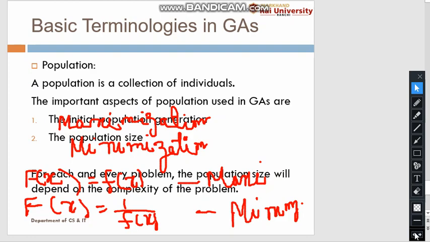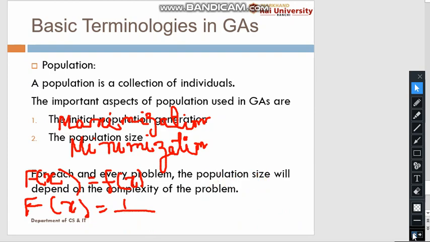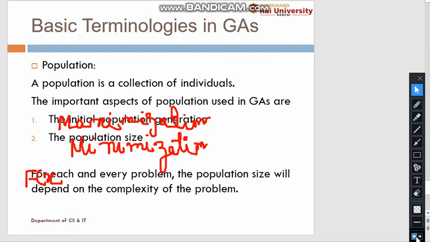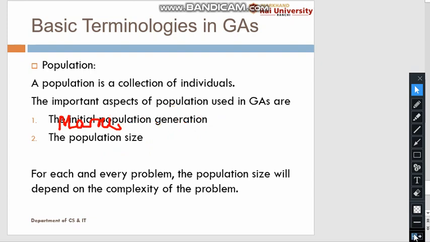Let me clear the screen. And now we have a population. What do we mean by a population? A population is a collection of individuals, and when we find the population in genetic algorithm, first we have to see the initial population generation and the population size. For each and every problem, the population size will depend on the complexity of the problem.